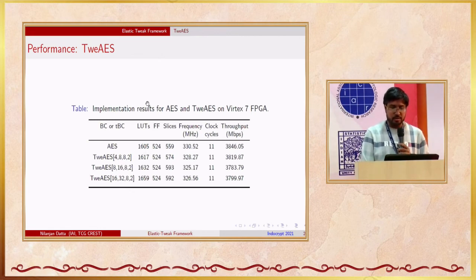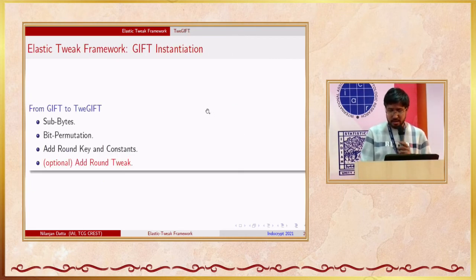And so here is one implementation result of AES and TWEAES. The basic thing to point out is, you can see for AES and TWEAES, the area overhead is very, very minimal. So from 1605, if you have 4-bit TWEAES, it's 1617, for 8-bit 1632, and for 16-bit 1659. So you can see with a very minimal area overhead, you can actually implement the tweakable variant of AES.